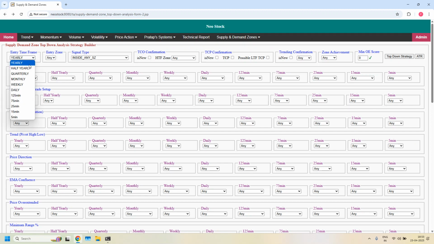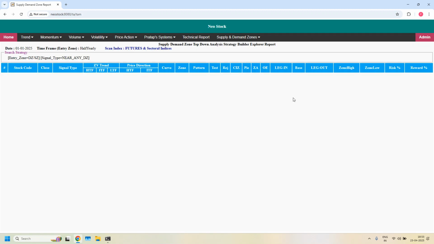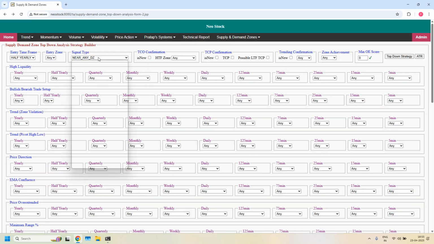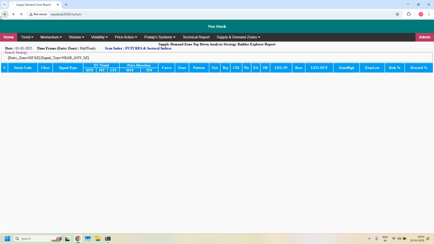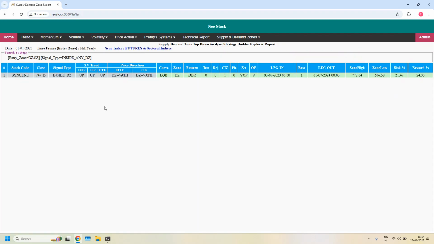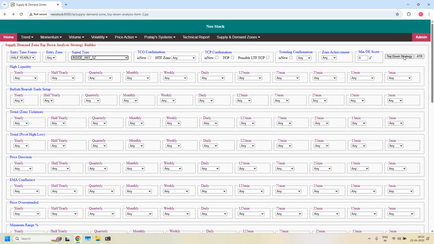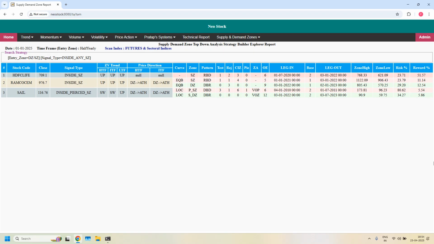Next time frame is a half yearly. Stocks near half yearly demand zone, no stocks. Stocks near half yearly supply zone, also no stocks. Price closed inside the half yearly demand zone, we got 1 stock. Next, price closed inside the half yearly supply zone, we got 3 stocks.